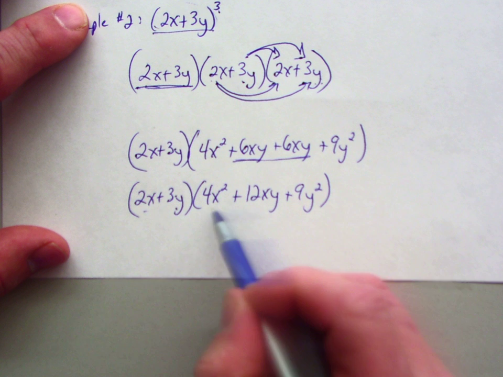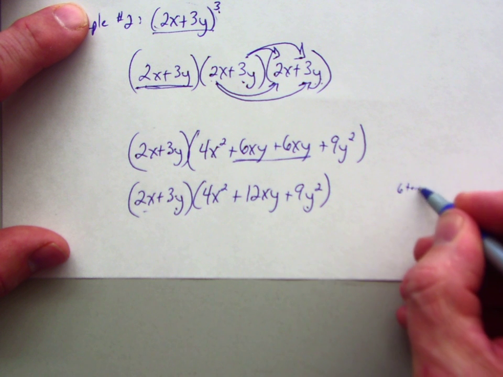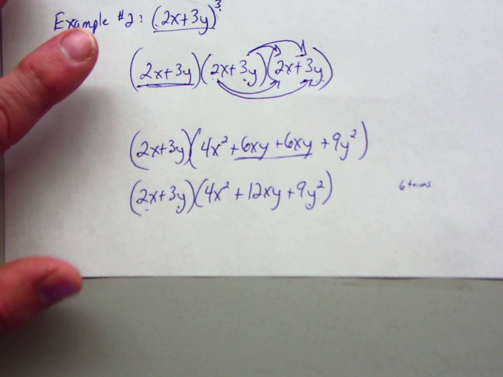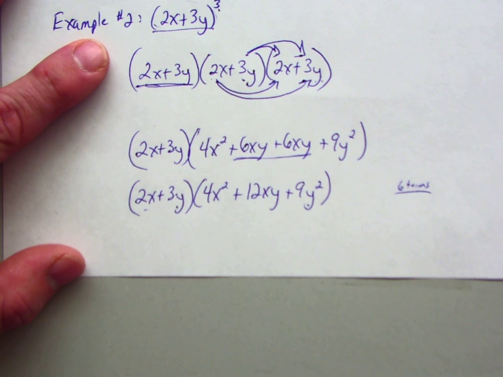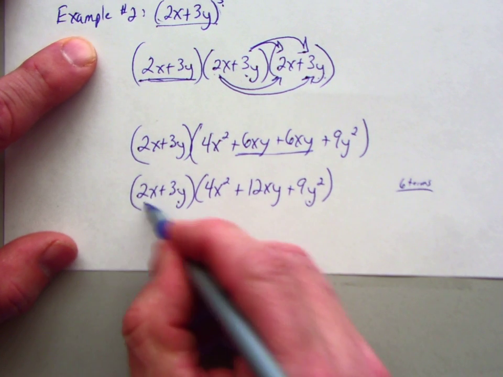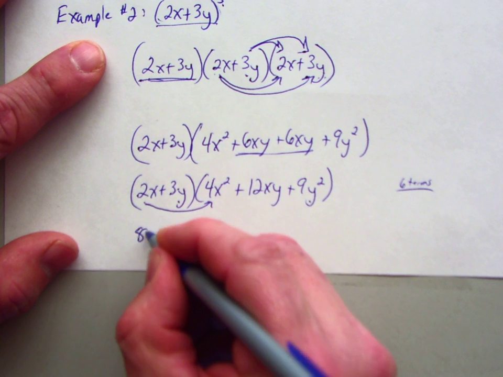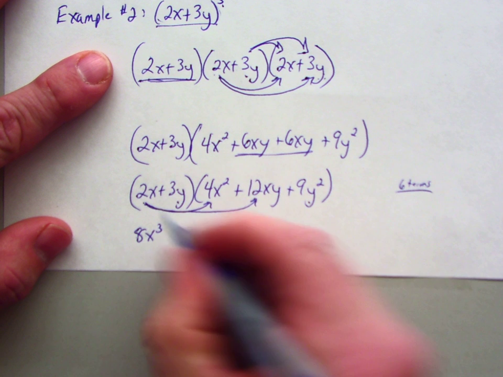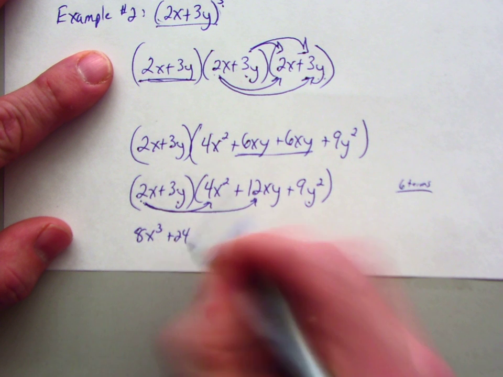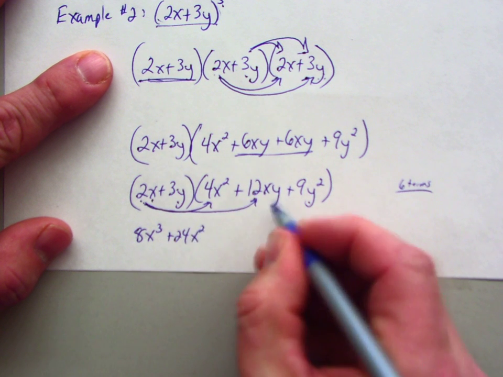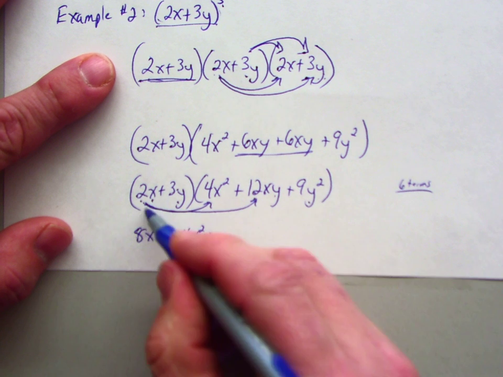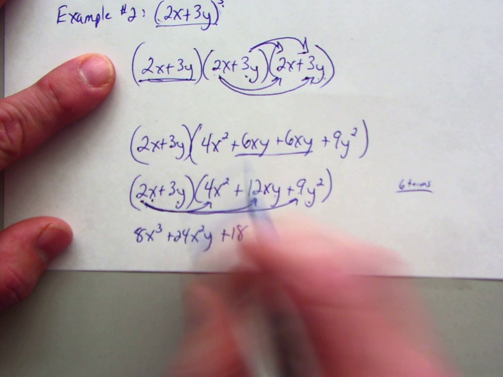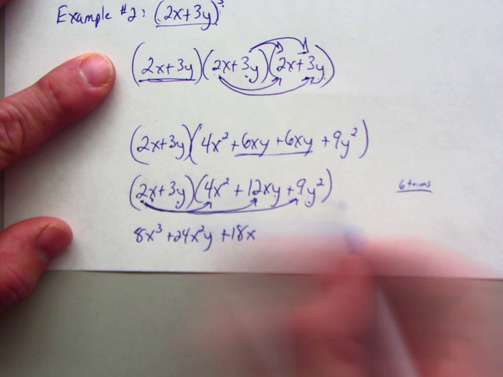So I got 2 terms times 3 terms, so I should get 6 terms after I initially multiply. Now it might be fewer terms after I add and subtract, but that's fine. But initially I want to get 6 terms. So here we go. 2x times 4x squared is 8x cubed. 2x times 12xy: 2 times 12 is 24, x times x is x squared, and then I have the y. And then 2x times the last term: 2 times 9 is 18, x is the only one, and y squared.